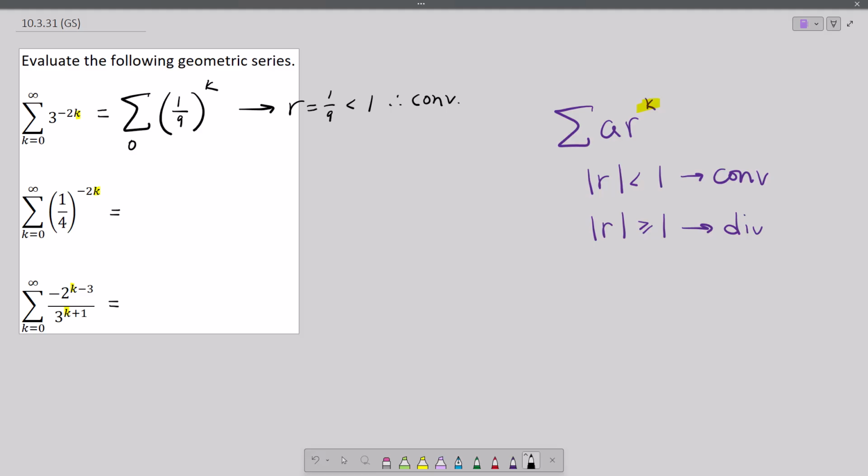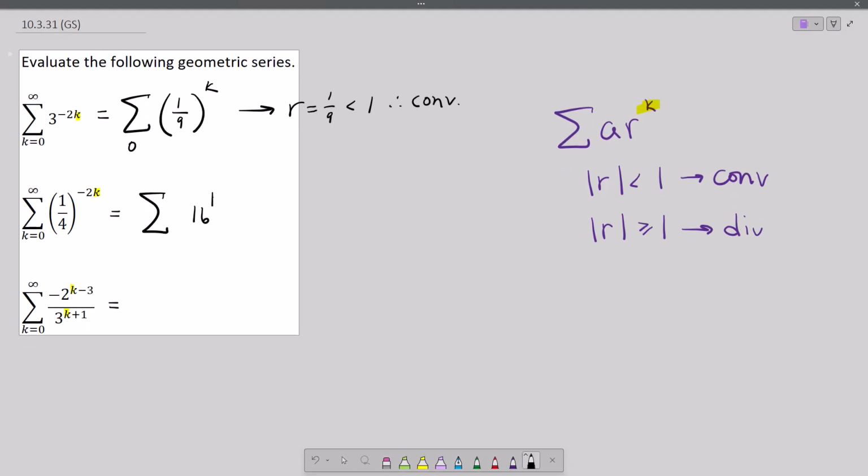This one, same idea. The negative 2 is going to be implemented. So 1/4 to the negative 2, we flip it to get rid of the negative, so 4 over 1, which is 4. 4 squared is 16. So this one will be rewritten as 16 to the k. Starts at 0. And what is the r value here? 16 is bigger than 1, therefore it diverges.